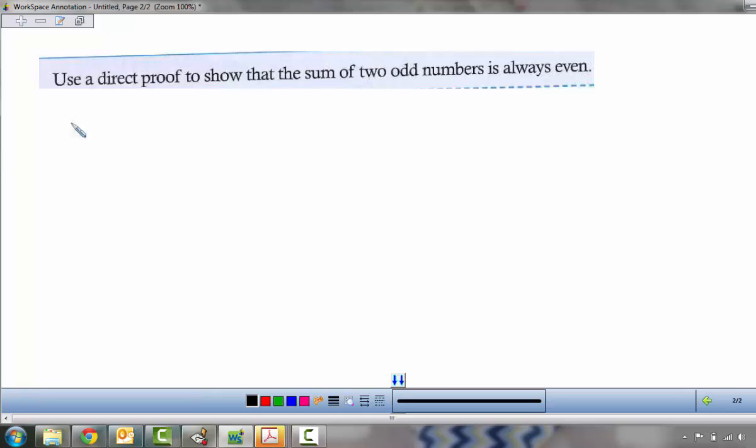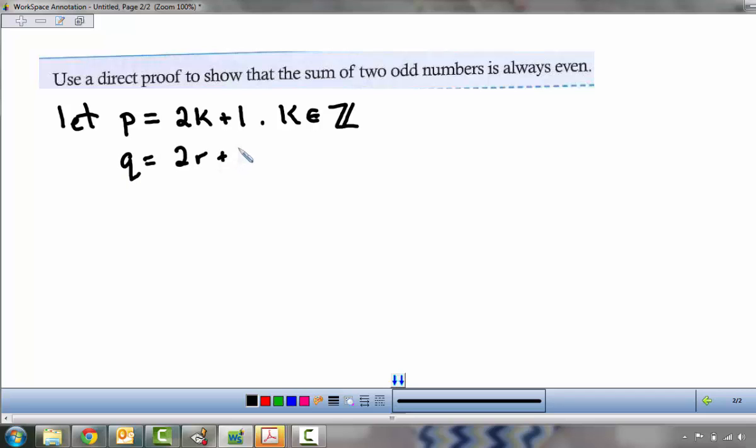All right, so let's define two odd numbers. Let P equals 2k plus 1, where k is an element of the integers, and let Q equals 2r plus 1. Notice I'm using different variables here because these aren't necessarily the same numbers, where r is an element of the integers also. So we want to show that the sum of these is always going to be even.